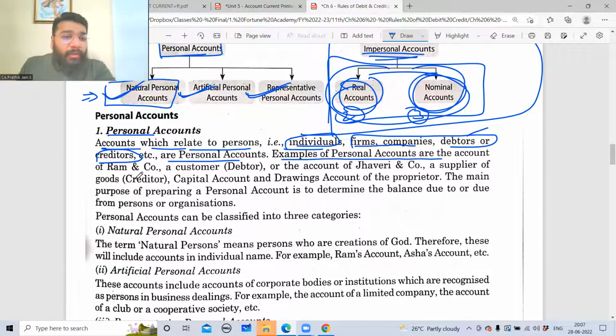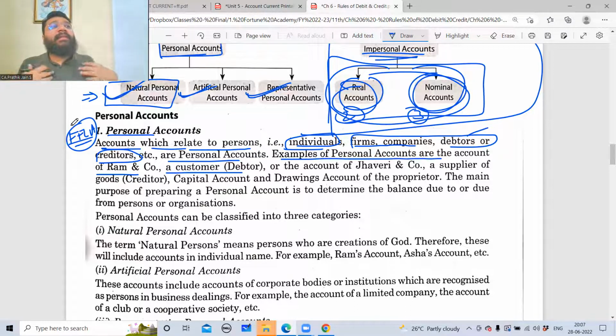Examples of personal accounts are Ram and Co., a customer. A sole proprietor is always a natural person because, for example, Fortune's Fund Learning Academy is a sole proprietorship concern. It is run by, let's suppose, me. So I'm the single person. I means FFLA, FFLA means I. So here it represents a single person, meaning a natural personal account. If it is an individual concern, a sole proprietorship concern, then you are a natural personal account.